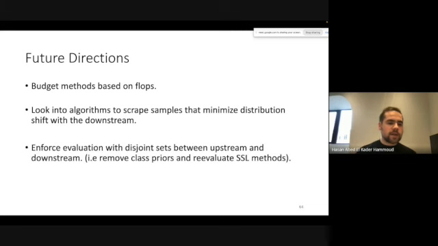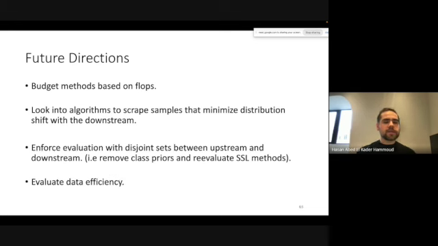And another thing is, can we enforce evaluation with disjoint sets between upstream and downstream? So if we look at Dino V2 pipeline and try to update it such that we remove any overlap between your upstream and downstream, find some subset of classes which is completely disjoint, and we reevaluate all those methods that had the upstream and downstream distributions the same, or they had some kind of shortcuts where they assumed class priors. Would we see something different in terms of method performance or data efficiency?